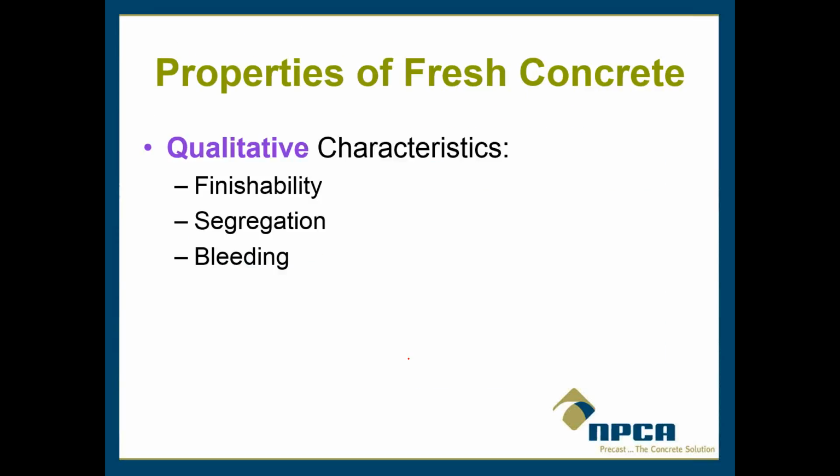So next up are the qualitative characteristics that we wanted to talk about. Before, we were discussing the numerical values, and now we are going to discuss the more appearance-based characteristics or observations that we could describe. So, finishability.